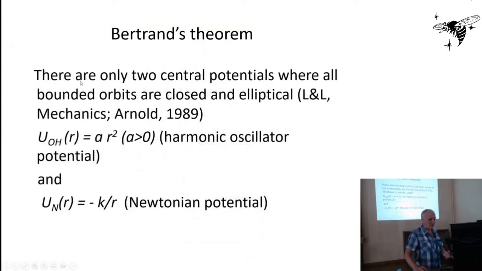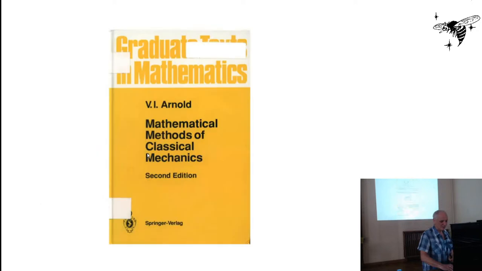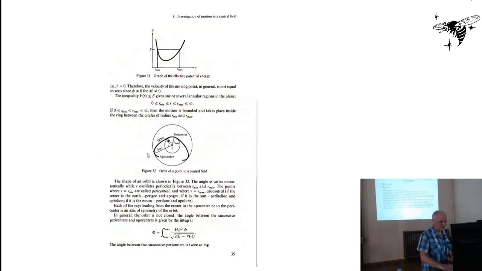Observations are showing us that all bounded orbits are closed. In this case, theory says that there are only two potentials where all bounded orbits are closed: the harmonic oscillator and the Newtonian potential. For a dark matter concentration, we have the case of harmonic oscillation. That is the most popular potential in physics, and it was also considered in Arnold's book.